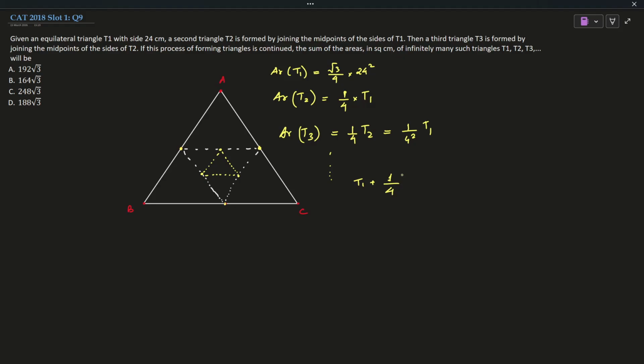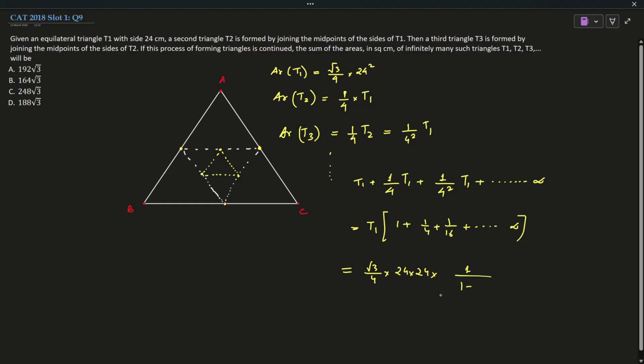1 by 4 T1 plus 1 by 4 square T1 plus dot dot dot till infinity. Take T1 common, I will have 1 plus 1 by 4 plus 1 by 16 plus dot dot dot till infinity. This is an infinite geometric progression. So 3 by 4 into side square. Infinite geometric: first term by 1 minus r is 1 by 4.